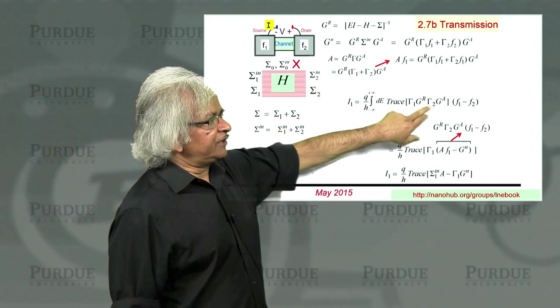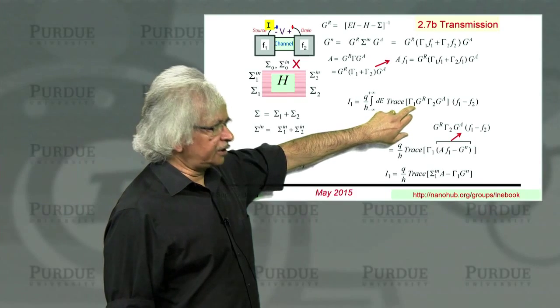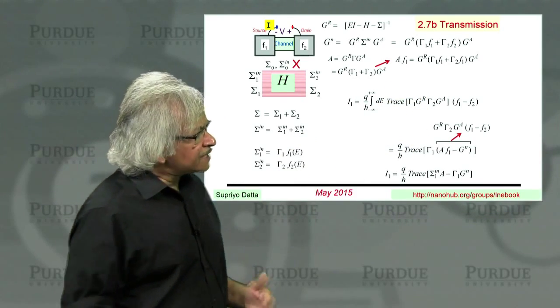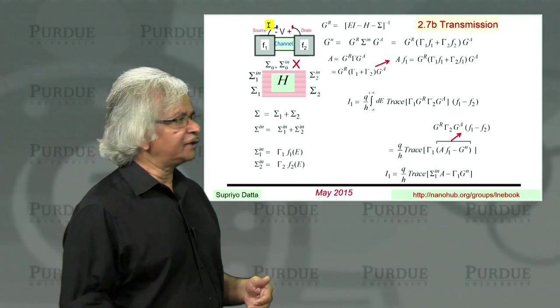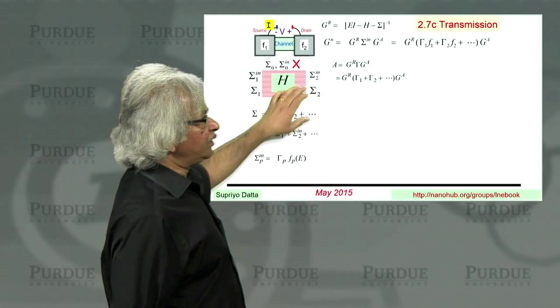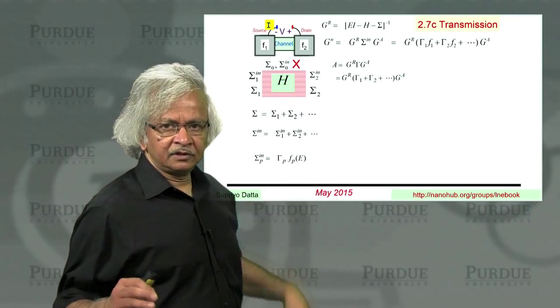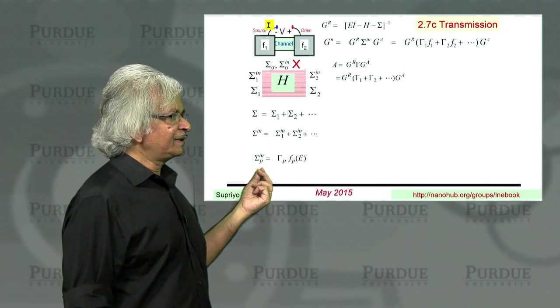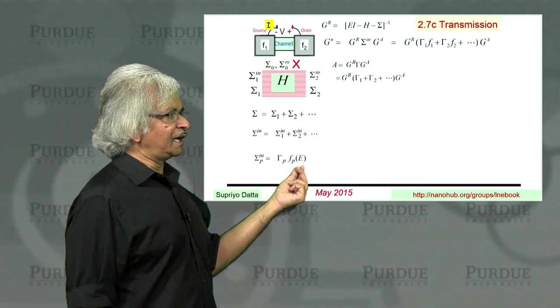Okay. Now, this is then what is called the transmission from contact 1 to contact 2, between the two contacts. Now, this is actually more general. You could apply it to multi-terminal devices also. That is, if you had a device with many terminals, but they are all described by this rule, namely that sigma n is gamma times f.